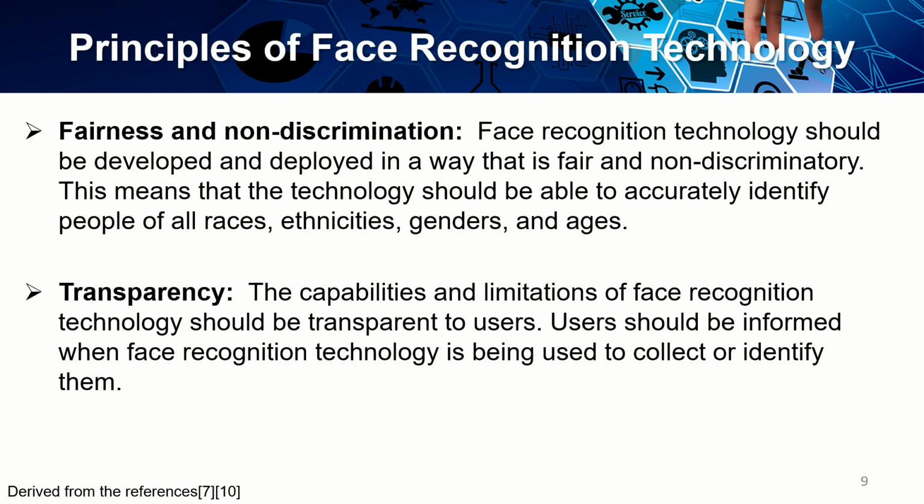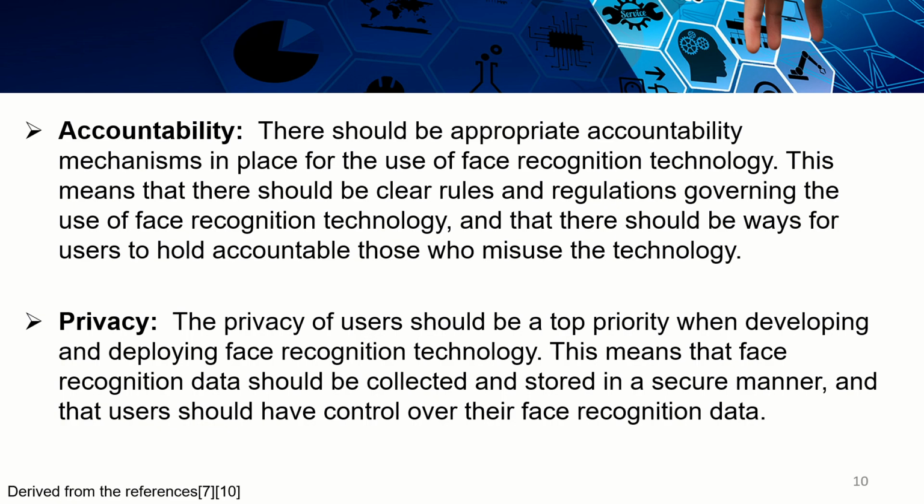In the case of transparency, the capabilities and limitations of face recognition technology should be transparent to users. Users should be informed when face recognition technology is being used to collect or identify them. And also, there should be appropriate accountability mechanisms in place for the use of face recognition technology. This means that there should be clear rules and regulations governing the use of face recognition technology, and there should be ways for users to hold accountable those who misuse the technology.